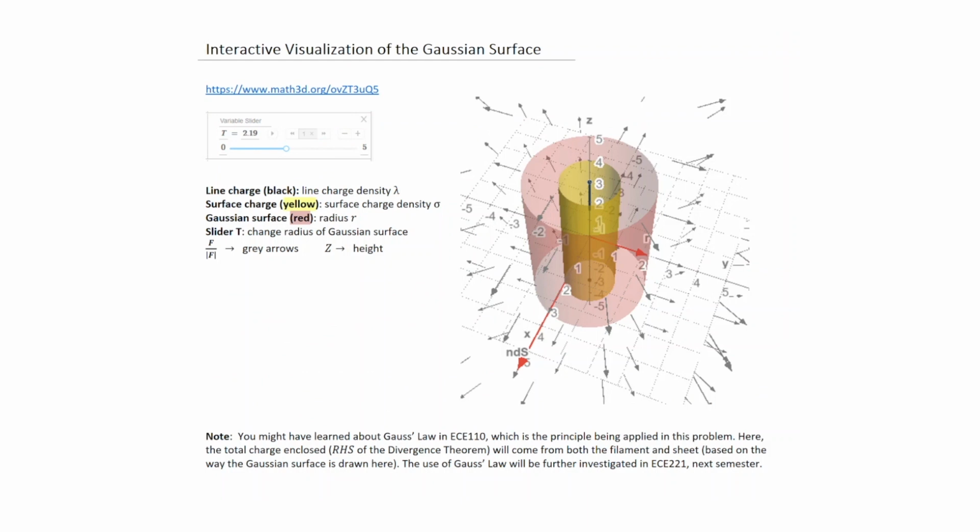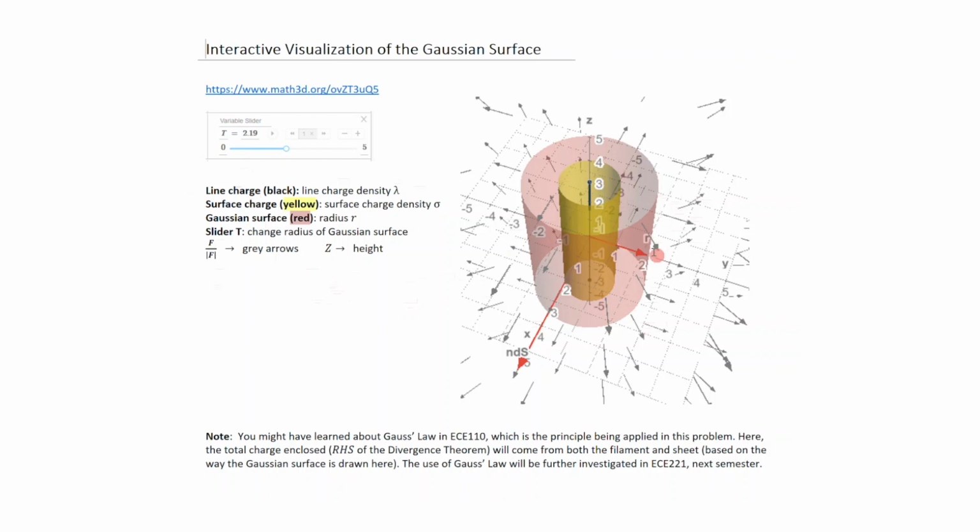All right, so this is an interactive visualization of the Gaussian surface. This T allows you to move the Gaussian surface in and out. This Gaussian surface has a top face, a bottom face, and the exterior cylindrical surface. You can play with it. The black line that you see here is the infinitely long filament with a line charge density of lambda, and this yellow is the cylindrical surface charge with surface charge density sigma. These gray arrows are unit vectors, representing the field divided by the magnitude of the field. The height of the Gaussian surface is capital Z.